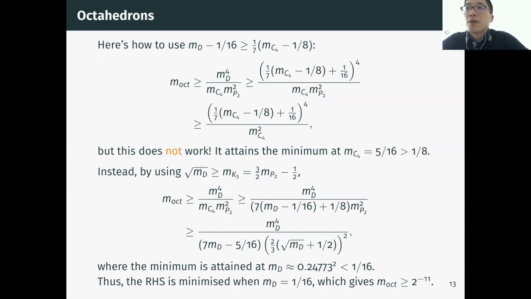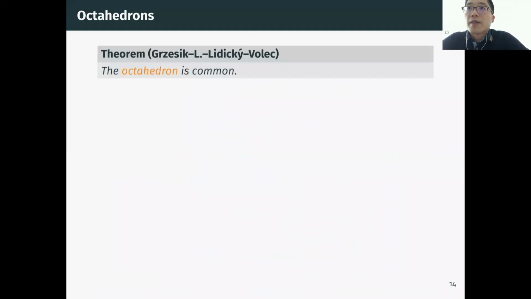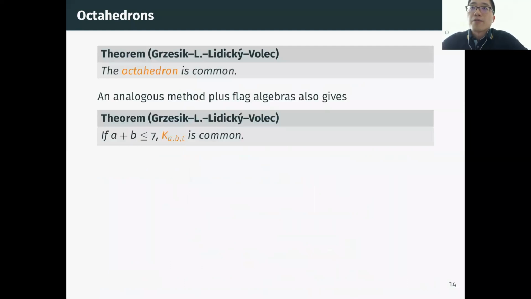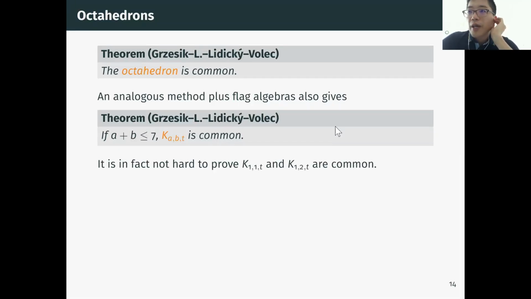Okay, so this is the way, and we obtained this theorem. And if we use the help of flag algebras, which gives us a tighter inequality that's analogous to this diamond versus full cycle inequality, then it also proves the following. So given any a plus b at most 7, every K_{1,a,b,t} is common. In fact, these examples are quite easy to prove.